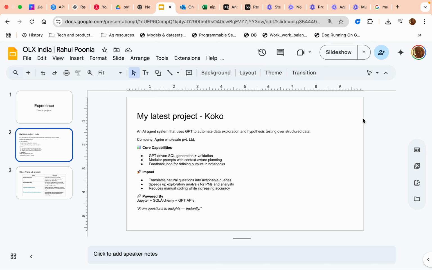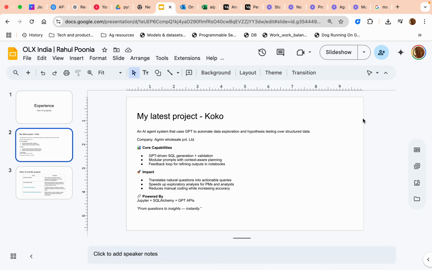So my latest project with Agreem involved the use of generative AI. Agreem is a B2B pesticide agri input retail wholesaler company. What they basically do is provide pesticide and other agri inputs to retailers in tier 3 and tier 4 towns. Agreem recently got Series B funded and they are looking to expand their customer base.